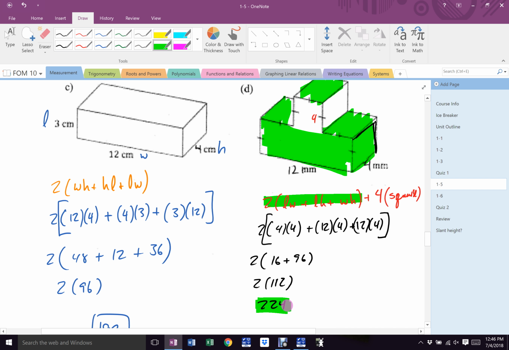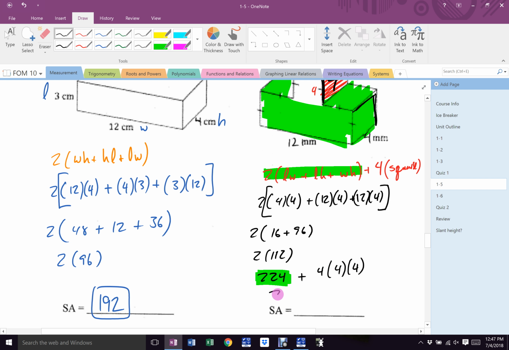But as I just showed you in the drawing, I added this red side, didn't I? And I added 4 of them. So I have to add 4. And how big is that? 4 by 4. So 4 times 4 times 4, which is 64. 224 plus 64 is 288. Any questions?